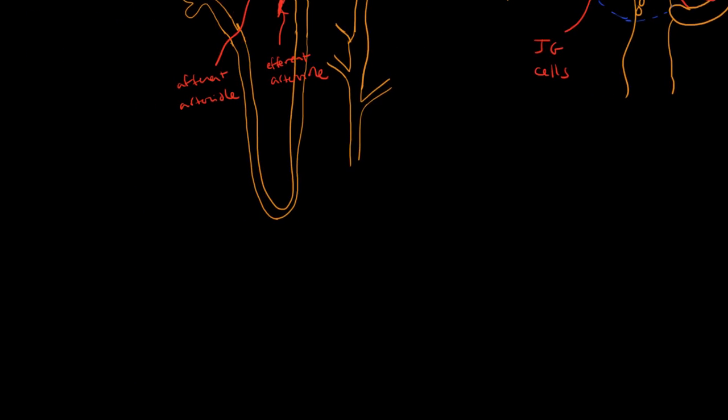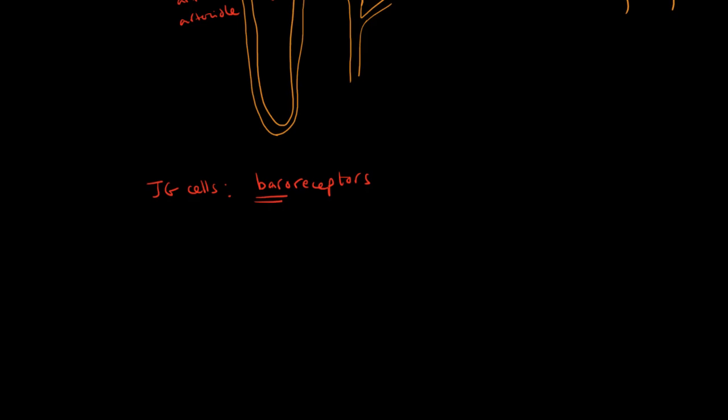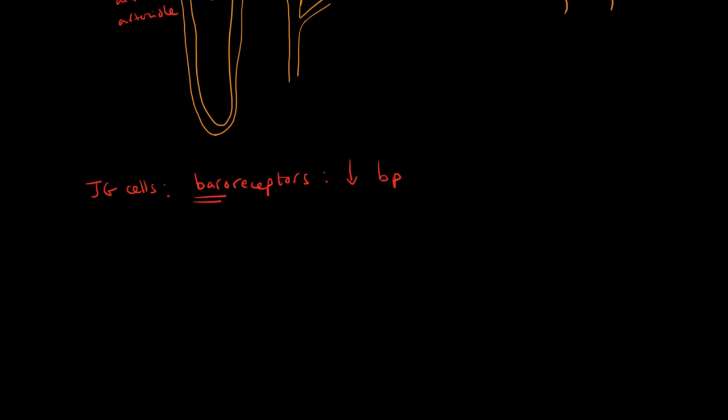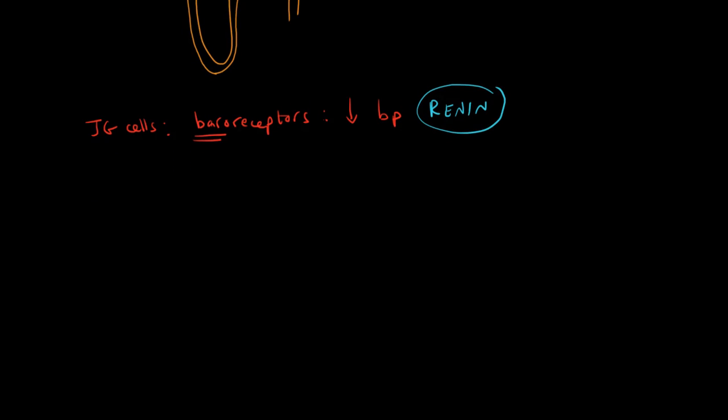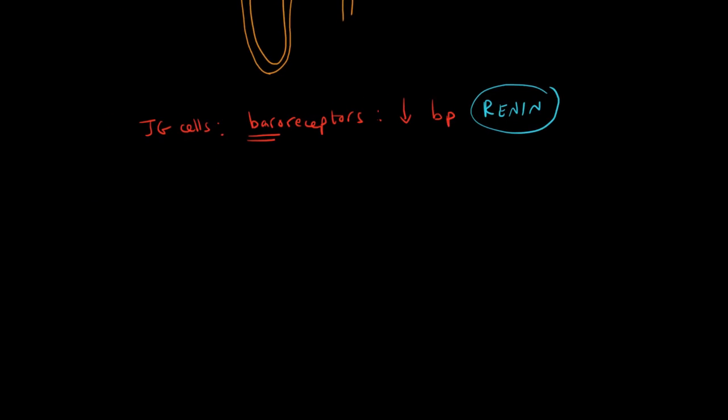So let's first talk about the juxtaglomerular cells. The juxtaglomerular cells are baroreceptors. If you recall from physics or chemistry, the prefix baro refers to pressure. They sense pressure. So if the juxtaglomerular cells sense that blood pressure is too low, they will secrete a hormone, renin. I'm sorry, not a hormone, an enzyme, renin. And renin will begin a cascade that will lead to an increase in blood pressure. So let's talk about that cascade. And these names are a mouthful.